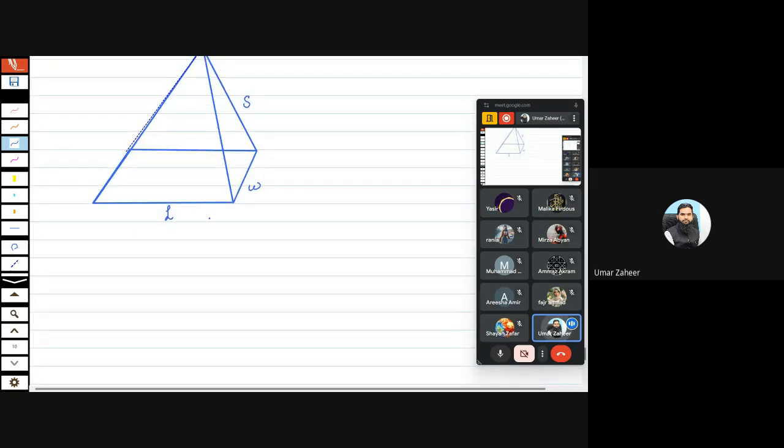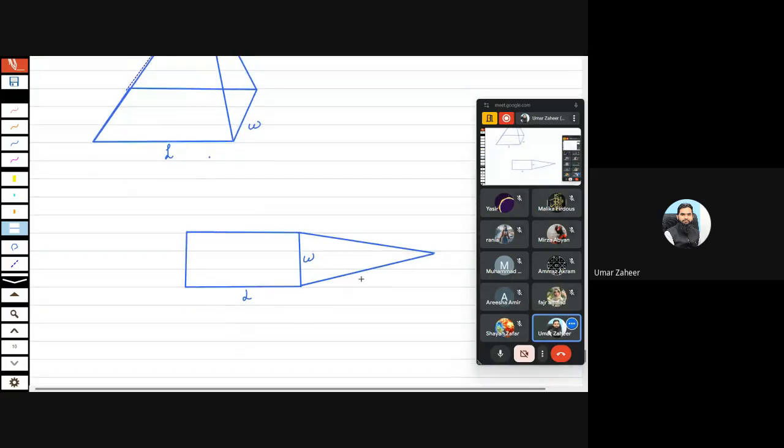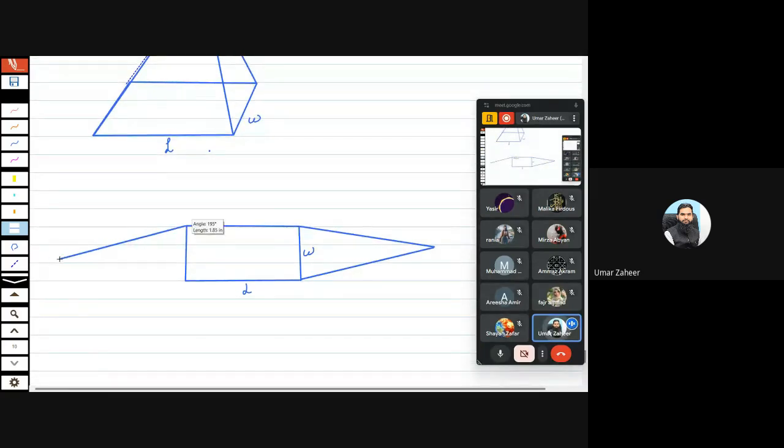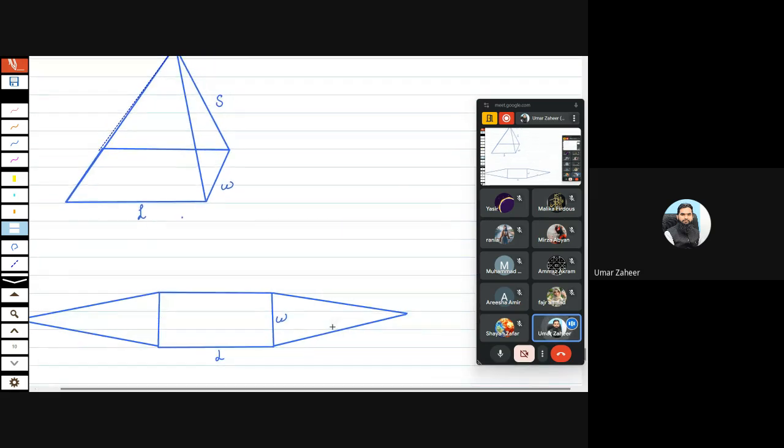Okay. Now if we are going to make a net shape, we are going to get a rectangle at the bottom, means the length multiplied by width. In the same way, we are going to get a rectangle on the left side. We are getting the same rectangle on the right side. In the same way, we are getting a rectangle on the top.